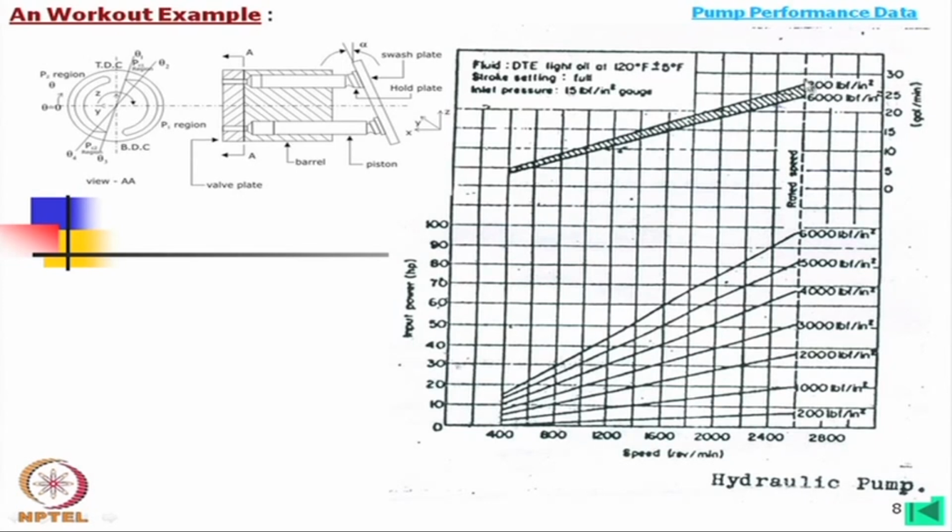Now, if the pressure is very low, then definitely higher flow is available at lower speed. And these lines are the power. Power will vary at different pressures, following these lines at different RPM. So, this is the pump characteristics.